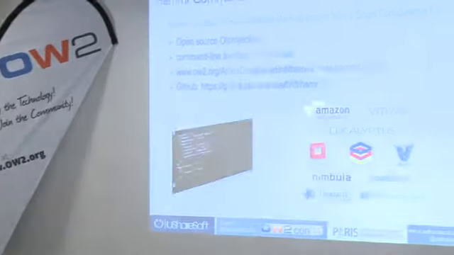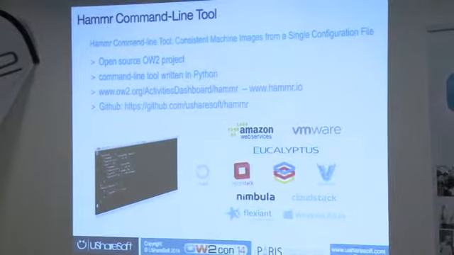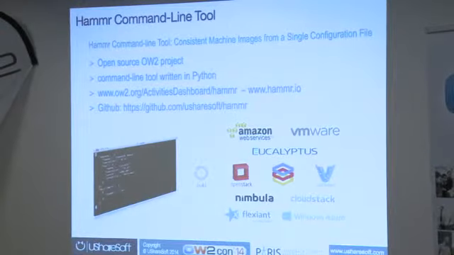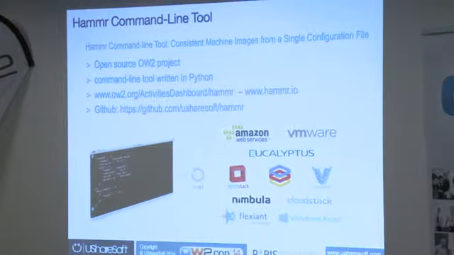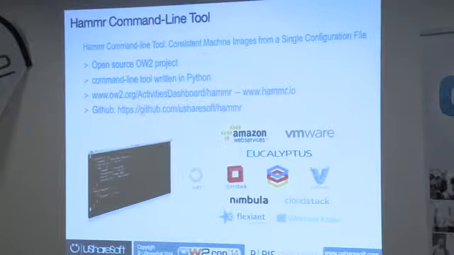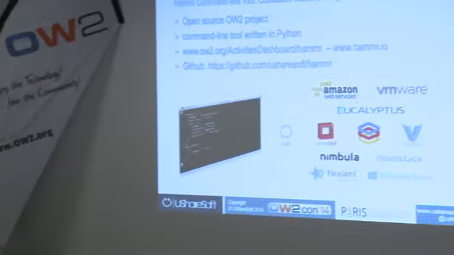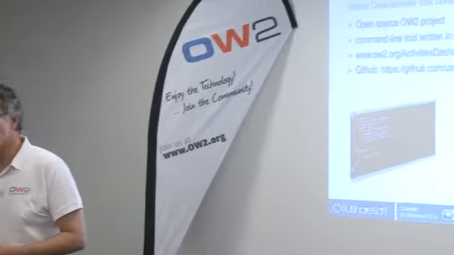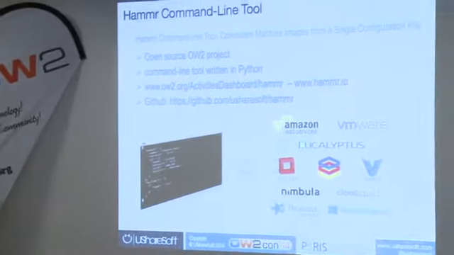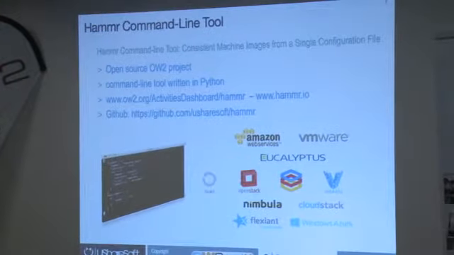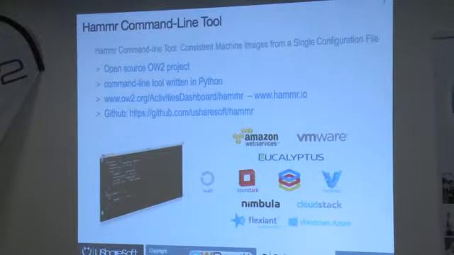So what is Hammr? First of all, it's a command line tool. It's an open source project. It's now part of the OW2 consortium. It's a command line tool which is written in Python, so it fits nicely with the DevOps practices, so it can be used easily in other kinds of programming environments. There are a couple of websites where you can access Hammr. Hammr.io is the website, and it links to the OW2 project as well. And the source code is available on GitHub. It's under the Apache 2 license.